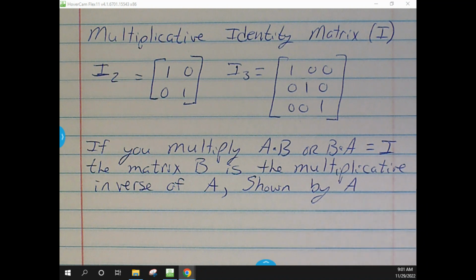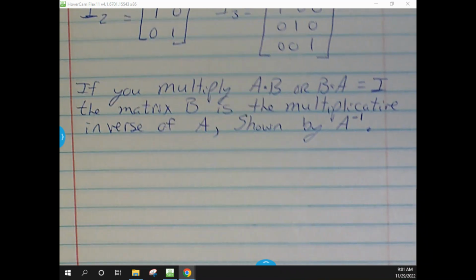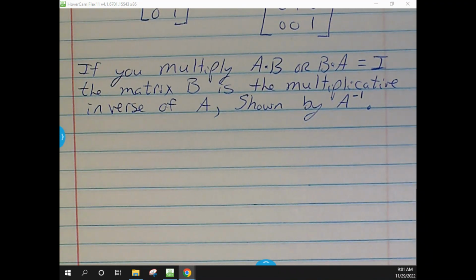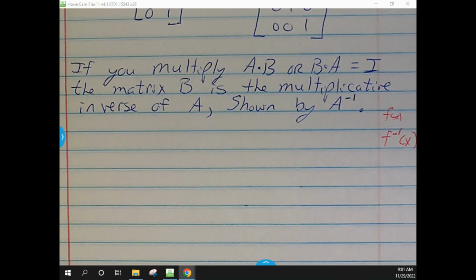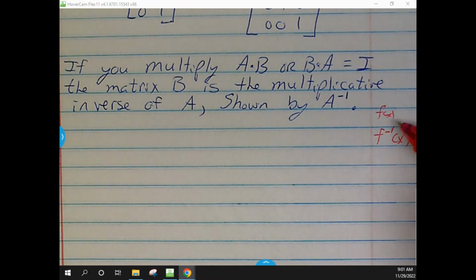It's shown by A^-1. And if y'all remember back when we did inverses with functions, if the function was f of x, to show the inverse, we did f^-1 of x. So it's still holding on to that same thing: if you start with something and you find the inverse, you put in that -1 to show its inverse. So with matrices, we're still doing that same thing, throwing in that -1 to show that it's an inverse.